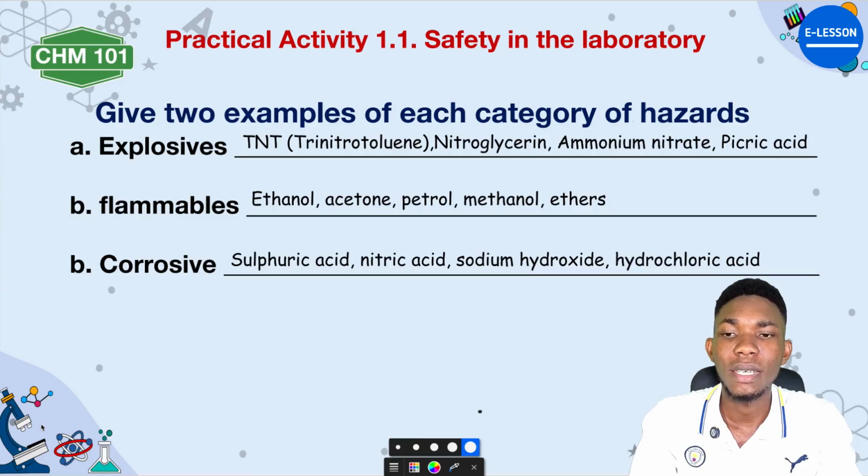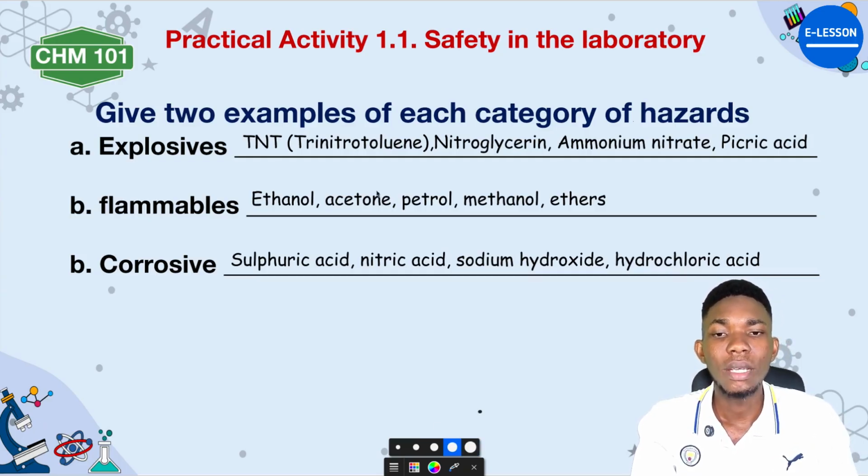And the question here says you should give examples of each category of hazards. The first one you have is explosive, things that are capable of exploding in the laboratory. One of them, you have trinitrotoluene, which is TNT, nitroglycerin, ammonium nitrate, and picric acid. Now, one thing that you can see that is peculiar to everything we have here is that each and every one of them has nitrogen in it. Is that okay?